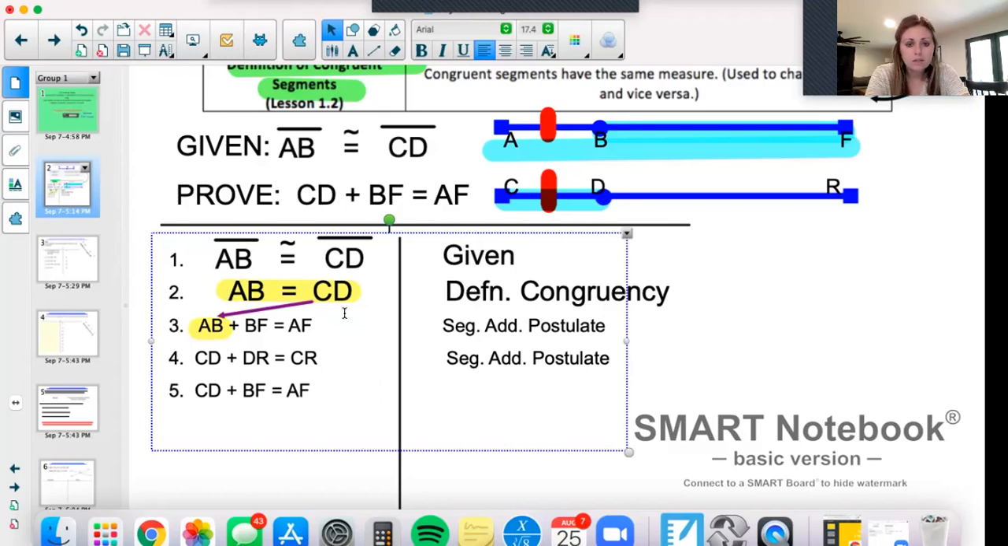Why can I do that? Why am I able? I've already said that rule several times. Why am I able to substitute AB out and put CD in its place? Because of the substitution property of equality.